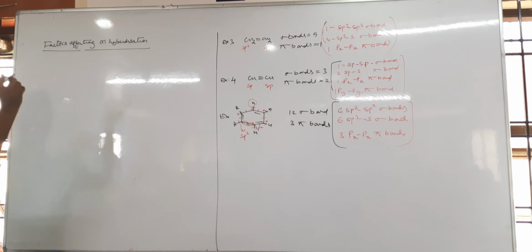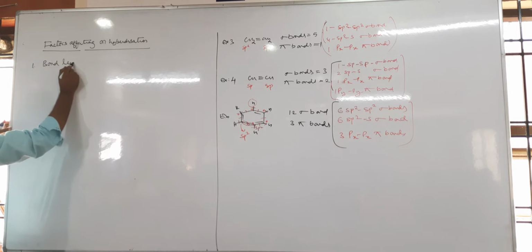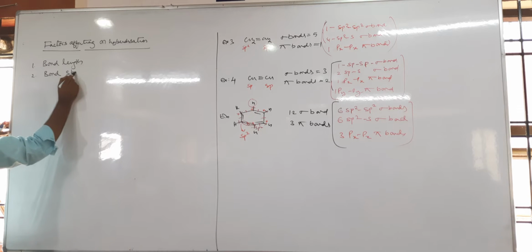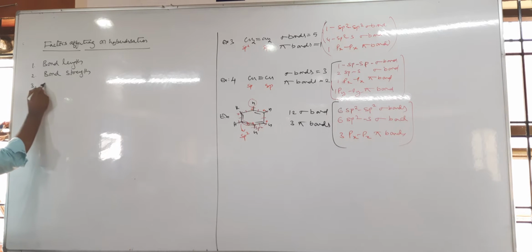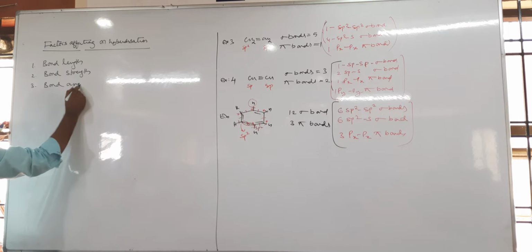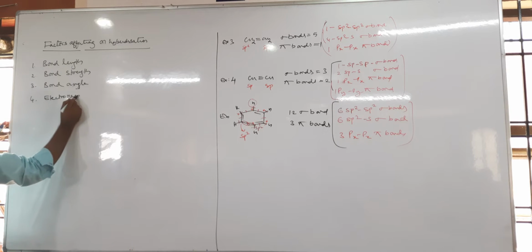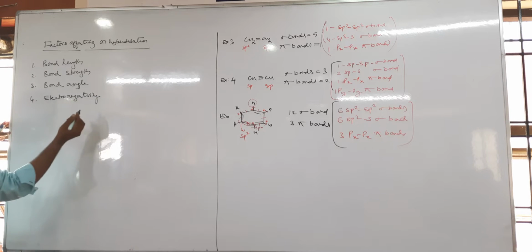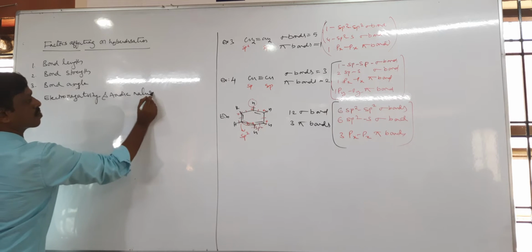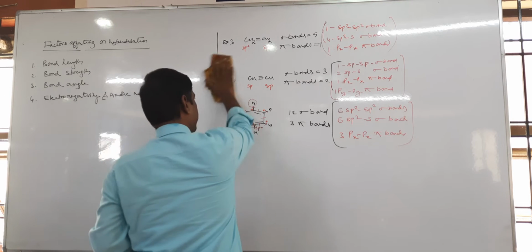So there are 4 factors that affect the hybridization. 1, bond length. 2, bond strength. 3, bond angle. 4, electronegativity and acidic nature. Right. So these are the 4 factors that affect our hybridization.